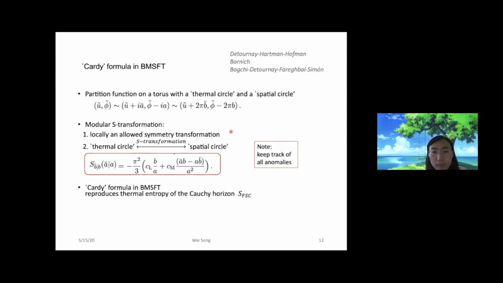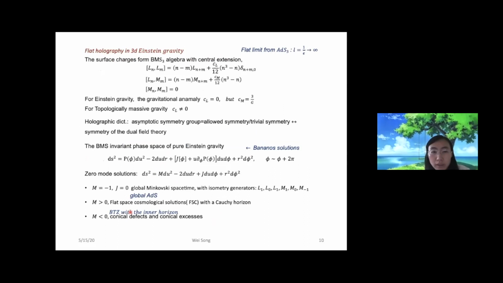You consider a torus with a thermal circle and a spatial circle, then you can exchange these two circles, and there is an analog of the S transformation that allows you to relate the partition function at high temperature to low temperature. And in the end, one can get an analog of the Cardy formula in such theories. And interestingly, such a Cardy formula can reproduce the thermal entropy of this flat cosmological solution.